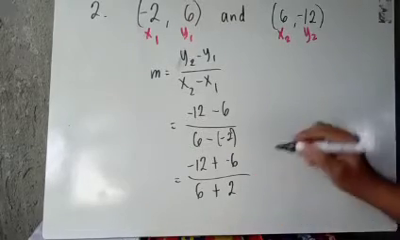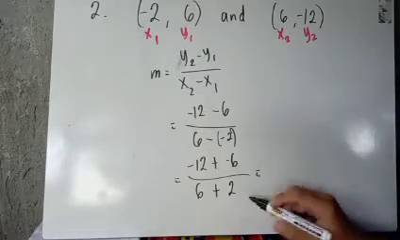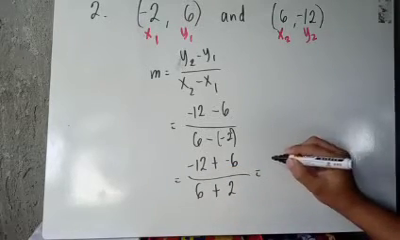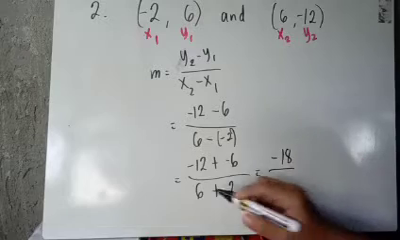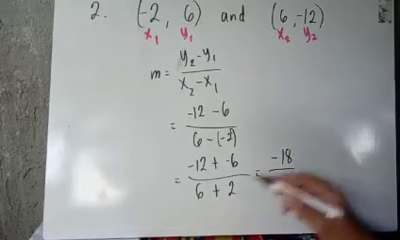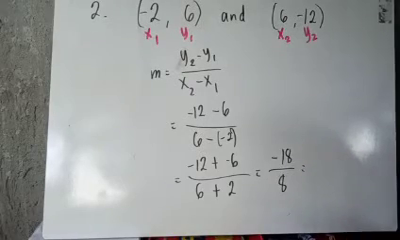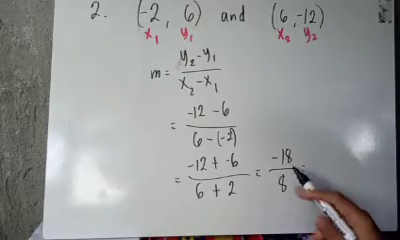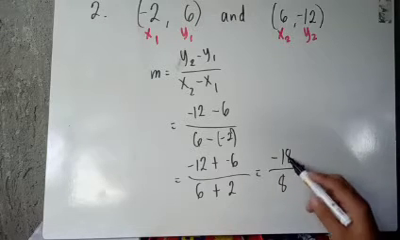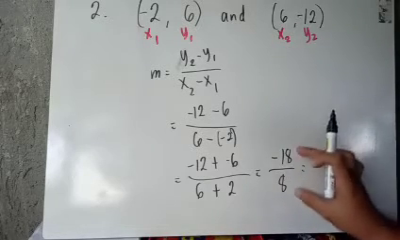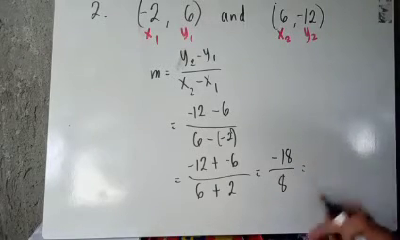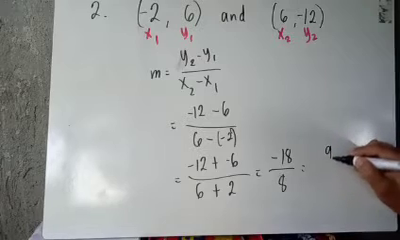And then we're going to simplify. So negative 12 plus negative 6, that is negative 18 all over 6 plus 2, that is 8. Okay? So, negative 18 over 8. So, ano siya? We can reduce this because they have a common factor. So, 18 over 8, that is divided by 2, di ba? So, magiging 9 over 4.